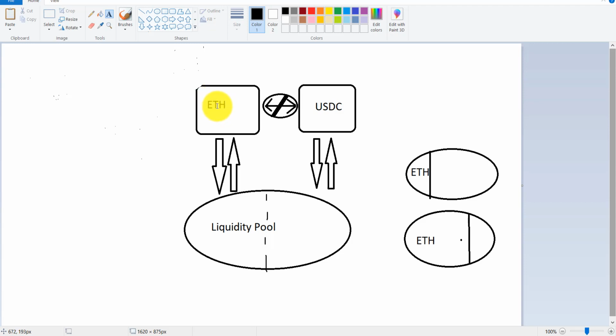So somebody says, I want to sell $100 worth of Ethereum and I want to get $100 worth of USDC. So they're going to sell the Ethereum to the liquidity pool. They're going to pull out USDC. Notice what happens. They leave in Ethereum, they pull out USDC.